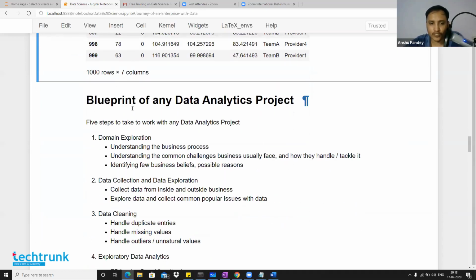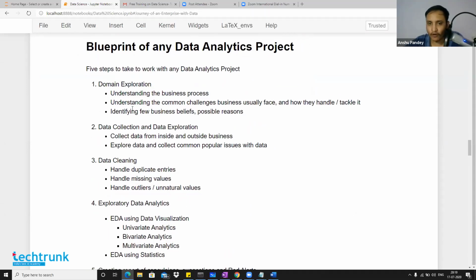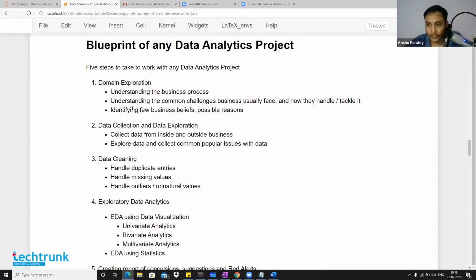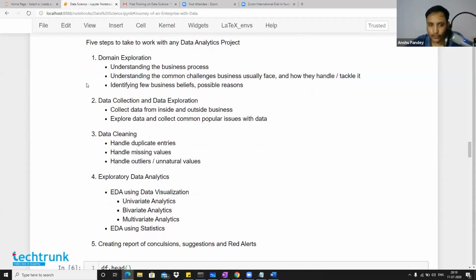So this is where we discussed the idea of blueprint of any data analytics project. How should it look like, and what should be a step-by-step approach while working with any such problem where you have to answer this question, why it happened in past, right? So what should be a possible approach that you want to take? This is the 5-step approach, which starts from domain exploration, which is where you want to spend time understanding the business domain, understanding how exactly the business functions, and identifying the possible business beliefs and the reasons as well, why those beliefs are there, right?